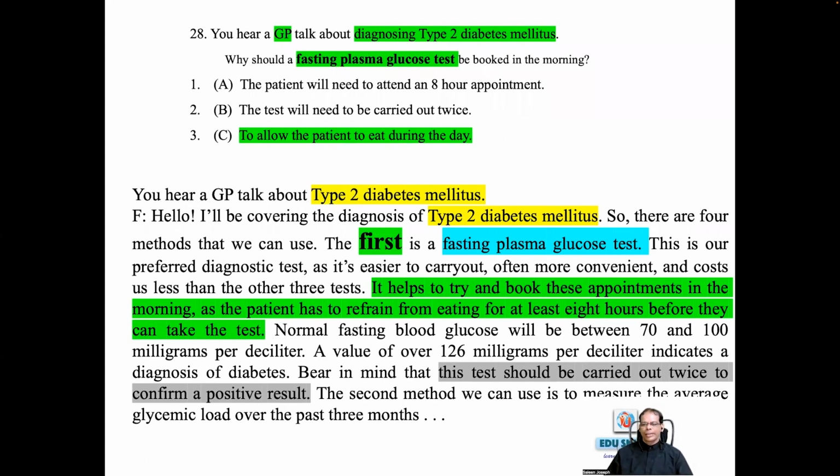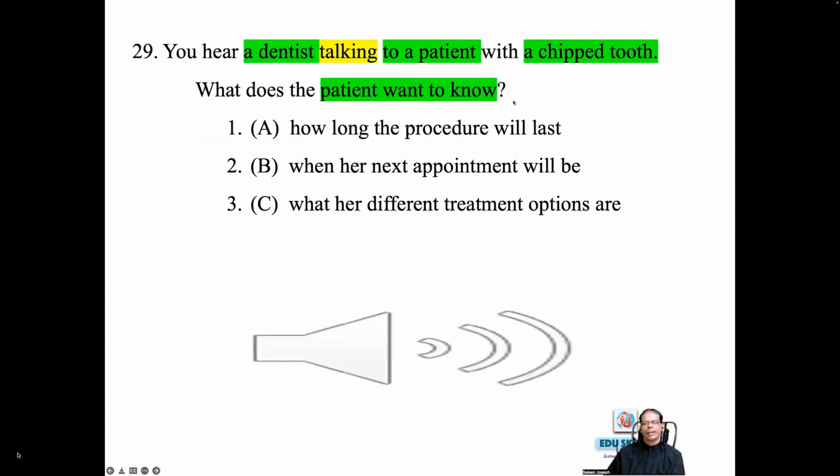And this test should be carried out twice to confirm a positive result. It doesn't say the same day, same appointment, you have to do the 2 tests. It can be later as well, right? After another day, you have to fast and you can't take the second test that day itself. Normally we don't do it. We'll visit a second time; if it has to be confirmed, we'll take another fasting plasma glucose test. That is clear, no? So prediction can work a lot. That's why I said the 15 seconds are known as the golden seconds. Try to predict, then while listening, you will understand it better.